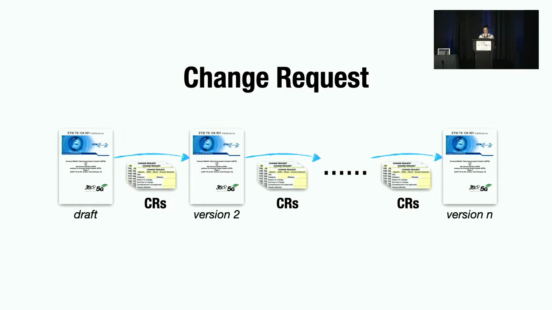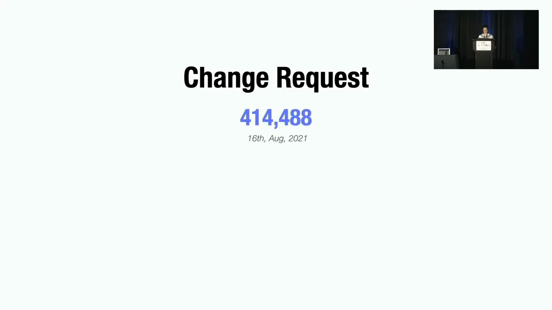In the meanwhile, as the slide shows, in the specification development procedure, from the draft being published at the very beginning, all the subsequent versions of the specification are developed by approving CRs. So in our research, when we study the specification development procedure, we focus on the CR processing procedure. We want to study whether there is a security weakness in the CR processing procedure.